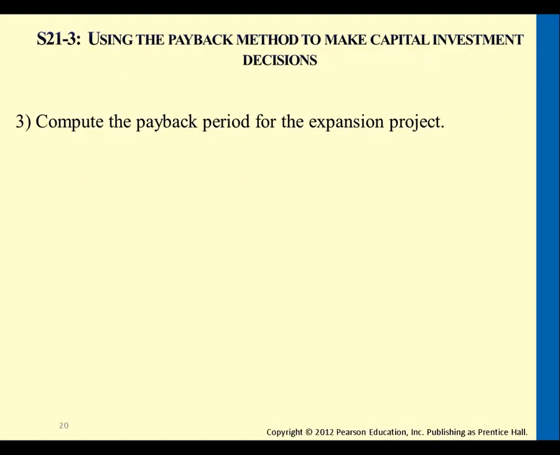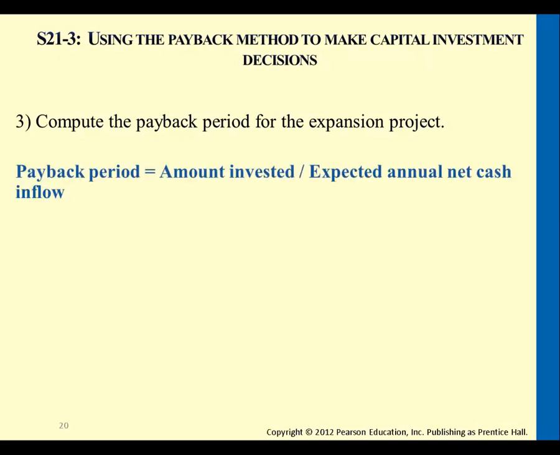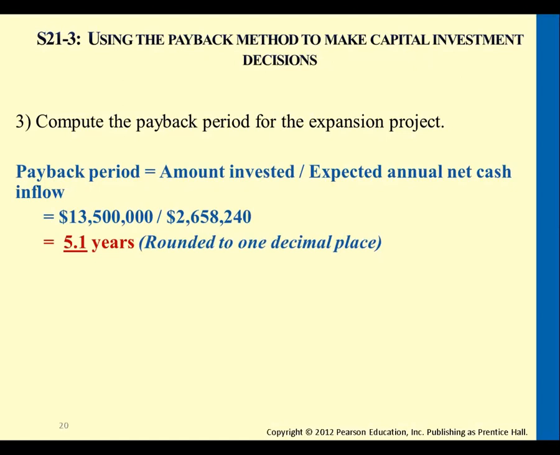So the way we calculate our payback period for the expansion, that's where we're going to use that formula. Our payback period is the amount invested divided by expected annual net cash inflow. We know the amount invested, we know the net cash inflow, we just calculated it. So when we divide two numbers, we get that 5.1 years is what we need to pay back whatever we invested, to get the money back.